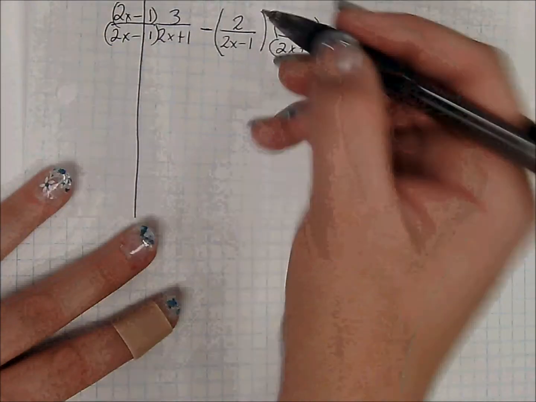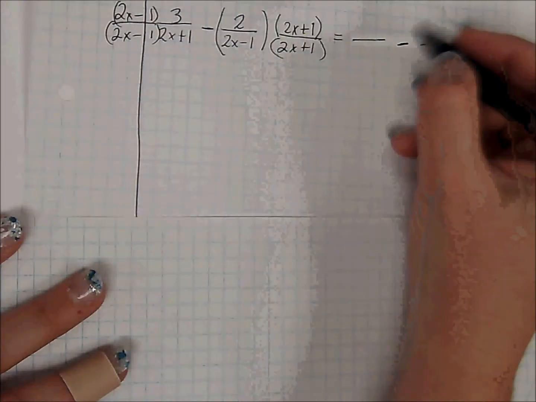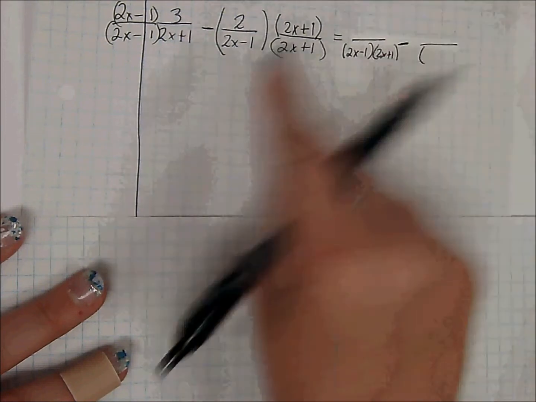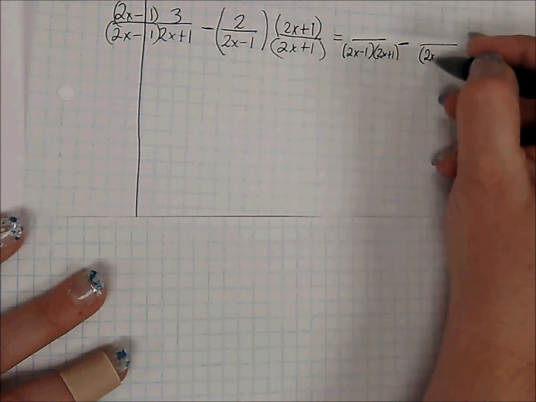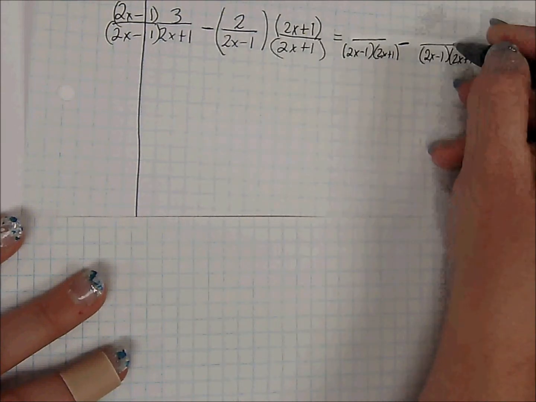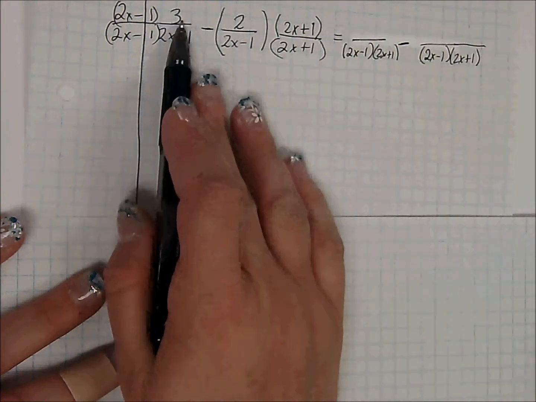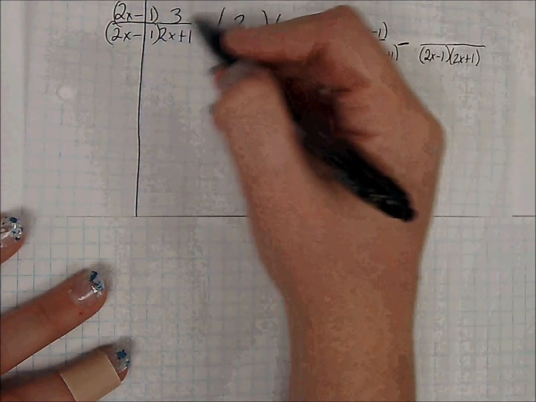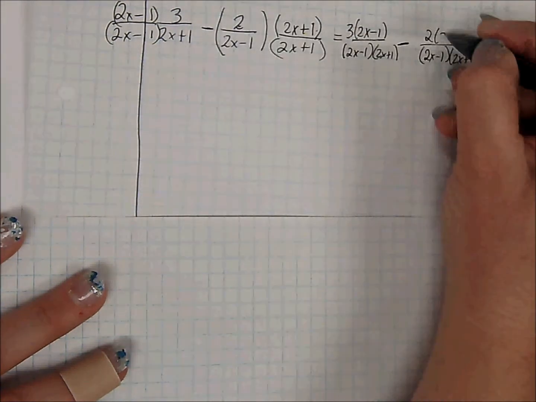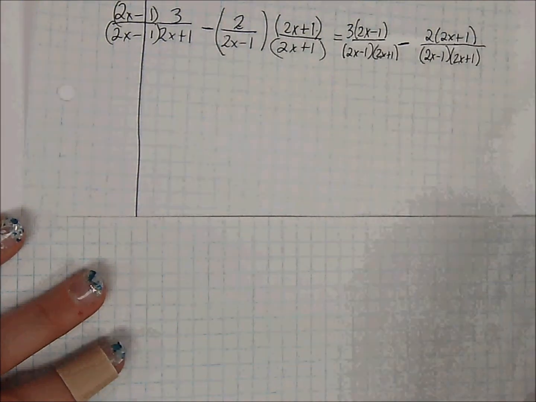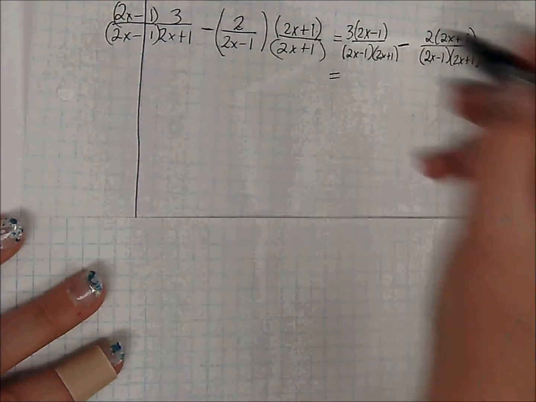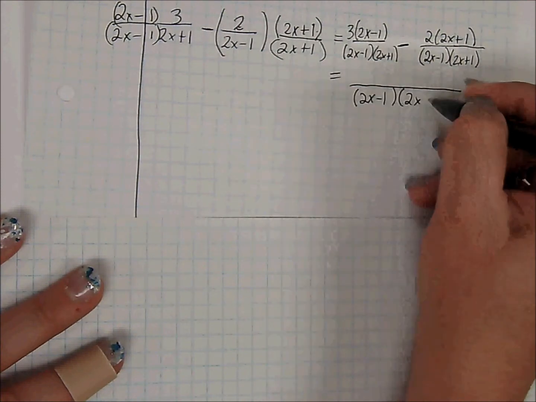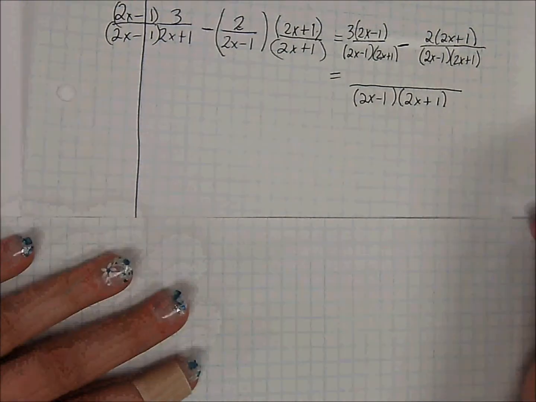Alright, so now the denominator becomes 2x minus 1, 2x plus 1, 2x minus 1, 2x plus 1. On the top, 3 times 2x minus 1, and then 2 times 2x plus 1. If we look at the top now, because the bottom is exactly the same, do not multiply it out in case we can factor something out of the top to simplify.